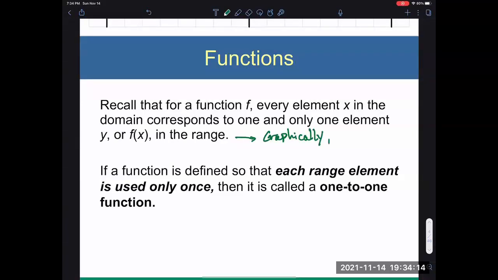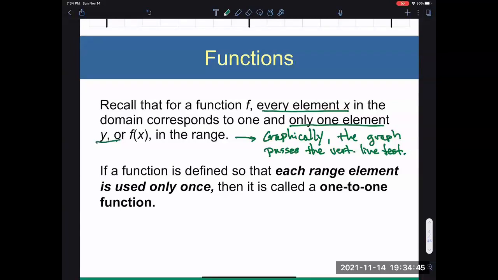And so I'm going to just point out from our discussion above what this means graphically. Graphically, this means that the graph of the points in question for this f passes the vertical line test. So when they say every element x in the domain corresponds to only one element y in the range, what they're saying is that every vertical line for each x value only hits the graph once. And that's what it means to pass the vertical line test.